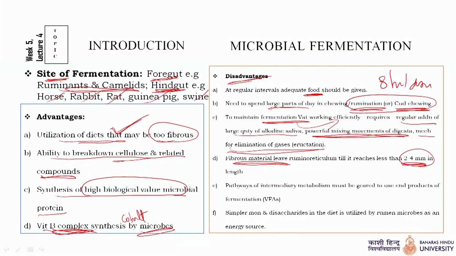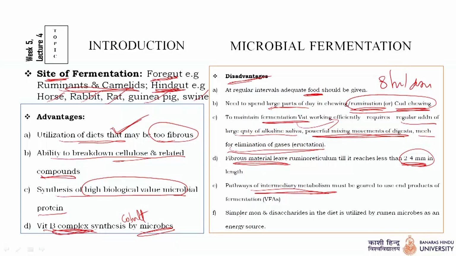Then, unlike non-ruminants or monogastric species, the pathways of intermediary metabolism are totally related with the end product, the volatile fatty acids, whereas this is not the case with the monogastric intermediary metabolism pathways. So the intermediary metabolism pathway of the ruminant is entirely different.